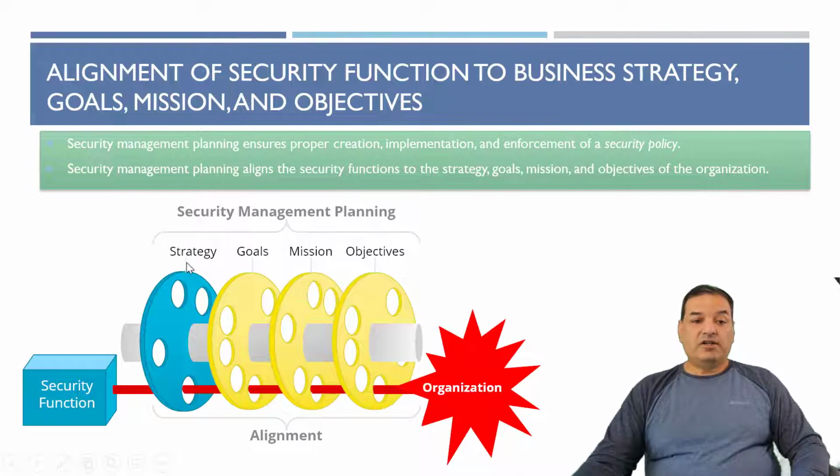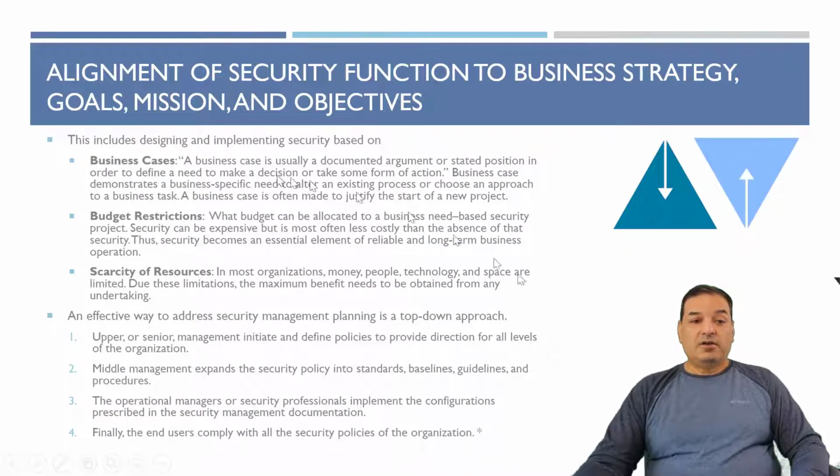So an organization may have a strategy and then goals underneath the strategy, mission, and objectives. The security function must align closely through all of these elements to the needs of the organization. Security management planning ensures proper creation, implementation, and enforcement of a security policy. Security management planning aligns the security functions to the strategy, goals, missions, and objectives of the organization. So let's talk about the alignment further of security function to business strategy, goals, missions, and objectives.